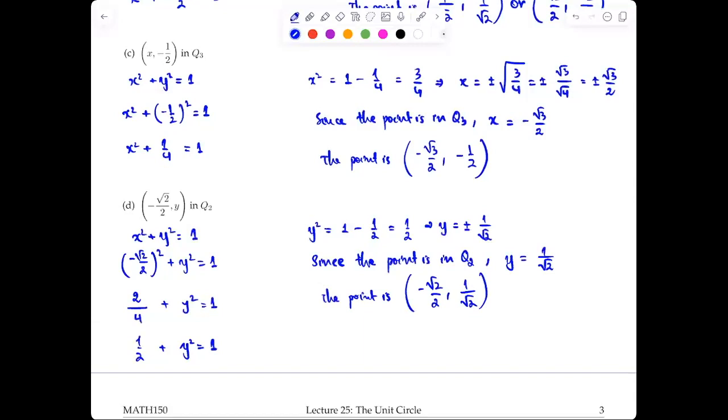Again, this is fine to write like this, but by convention, I need to rationalize the second component. And I get, well, you can write this as negative root 2 over 2, comma, root 2 over 2.